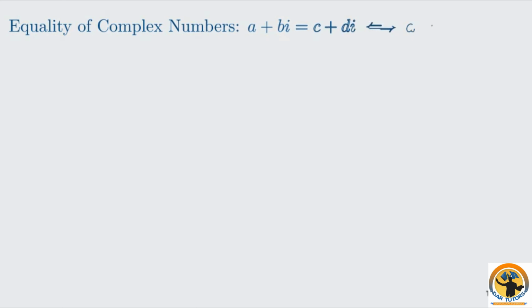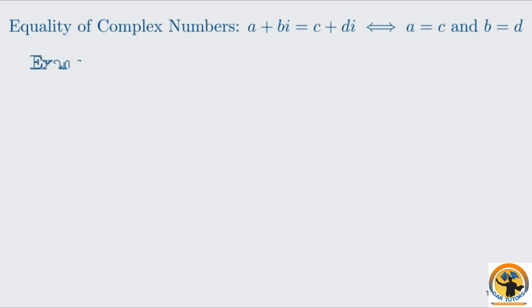We've focused on the mechanics of arithmetic. Now let's look at a fundamental concept of algebra, the equality of complex numbers. Two complex numbers are equal if and only if their real parts are equal and their imaginary parts are equal. In other words, a plus bi equals c plus di if and only if a equals c and b equals d. This seems intuitive, but it's a powerful tool. It allows us to turn a single equation involving complex numbers into a system of two real equations, which we can then solve. Let's see this in action.